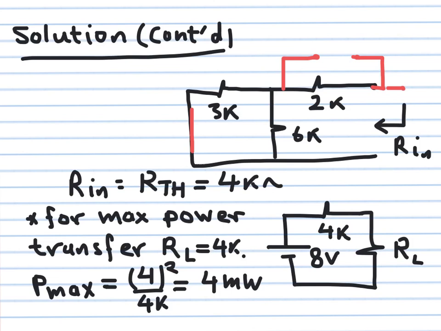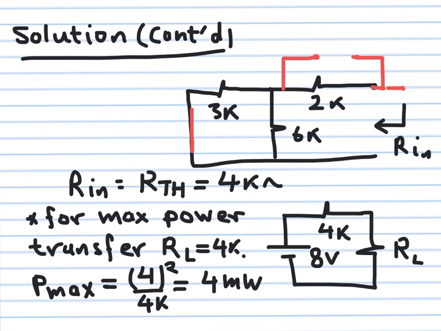What is this power? If these two are equal and each one of them is 4K, then the voltage across this one will be half the source. So this is 4 volts. Then the power will be 4 volts squared divided by RL. So 4 squared divided by 4K will give us 4 milliwatts. Or you can find the current. The current will be 8 volts divided by 8K, which gives me 1 milliampere. So it's going to be 1 milliampere squared multiplying 4K, which gives you also 4 milliwatts.